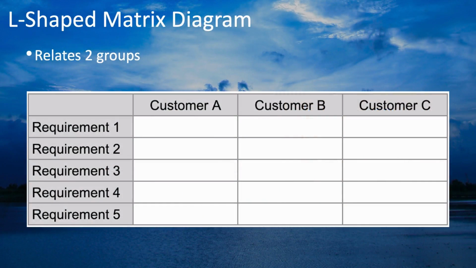Matrix diagrams are used to determine and represent how different variables, such as attributes, features, factors, causes, issues, or objectives, relate to one another. Knowing how things relate to each other can help in all sorts of ways, including determining quality metrics and activities needed for a project. An L-shaped matrix is a simple two-dimensional matrix that shows how two variables or groups are related to one another. In this example, it can be used to show which customers have which requirements.